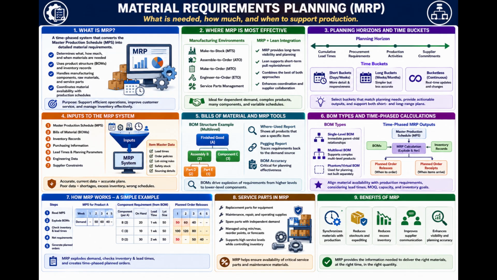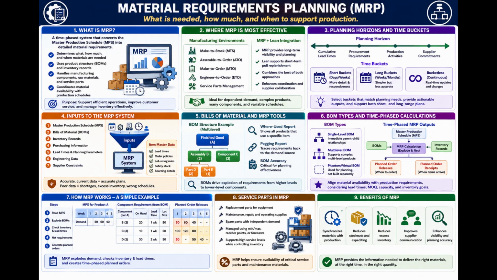Organizations frequently combine lean execution methods with MRP planning capabilities, allowing short-term operations to remain demand-driven while maintaining longer-term visibility into material and capacity needs. This integration strengthens supply chain coordination and supplier collaboration.